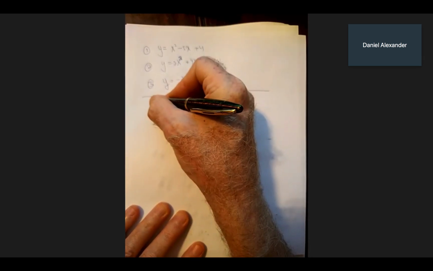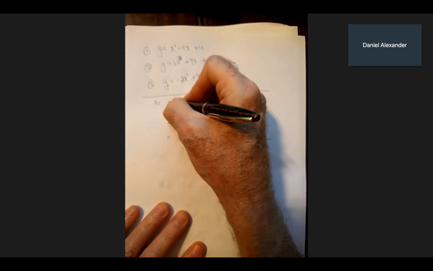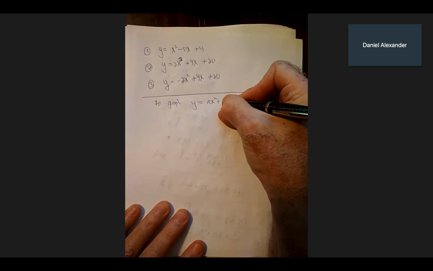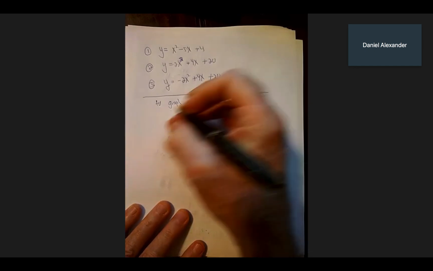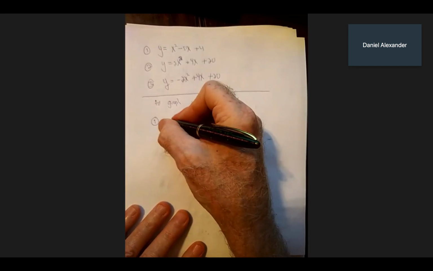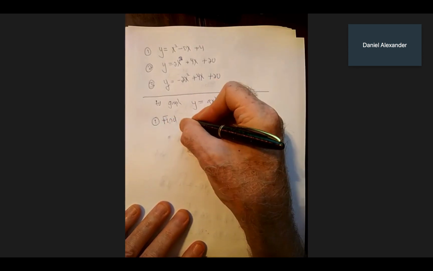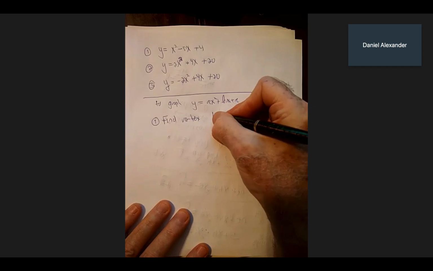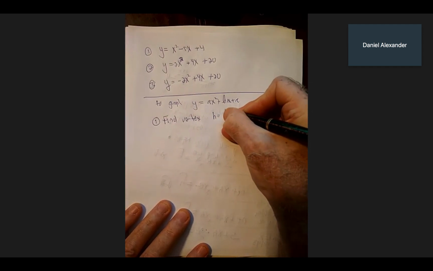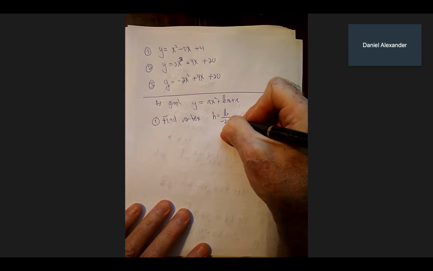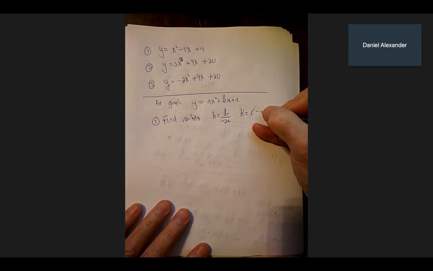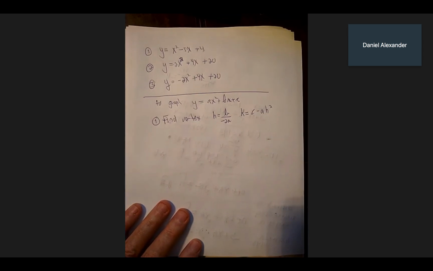So to graph y equals ax squared plus bx plus c, you do this. You find h and k, the vertex, that locates the lowest or the highest point, and our formula is h equals b over minus 2a, and then the y-coordinate of the vertex is going to be c minus a times h squared. So you find h, and then you can find k.